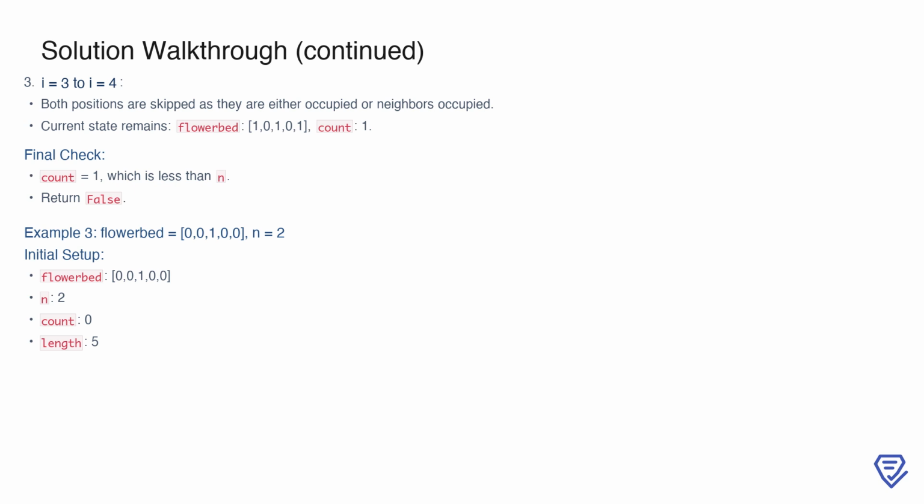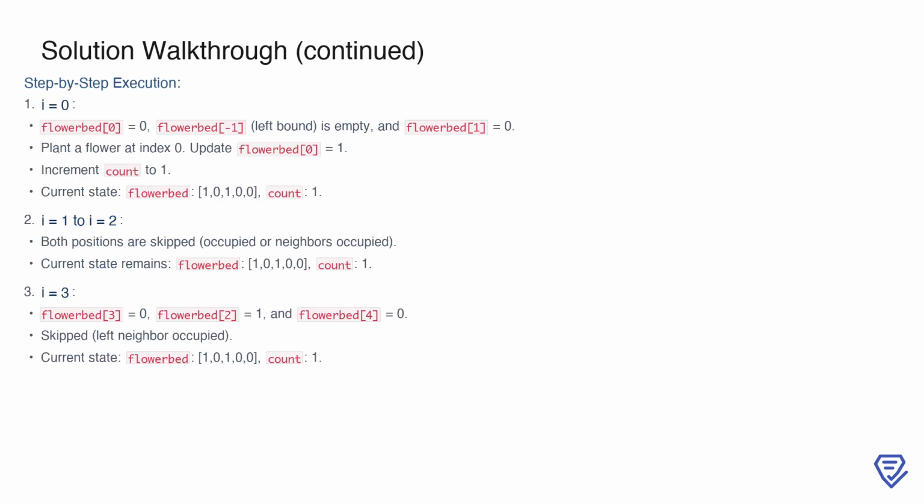This time, the flowerbed is 00100, and we need to check if we can plant 2 flowers, so n is 2. Once again, we initialize count to 0, and the length of the flowerbed is 5. Looking at index 0 in this new example, the spot is empty, and since there are no left neighbors to consider, we check the right neighbor, flowerbed 1, which is also empty. This allows us to plant a flower at index 0. We update flowerbed 0 to 1 and increment count to 1. The updated flowerbed becomes 10100 and count is now 1.